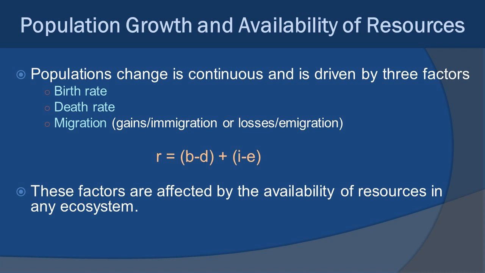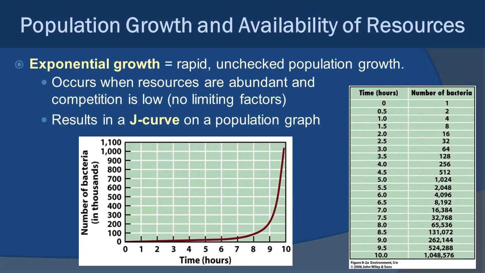Immigration with an I, which is basically where you have gains, where various different individuals are coming into your population, and emigration with an E, where you are losing, and species or individuals are emigrating out of the area. Now, all of these factors can be affected by the availability of resources, which can change seasonally. It can change due to particular catastrophic events or changing climate, all these sorts of events.